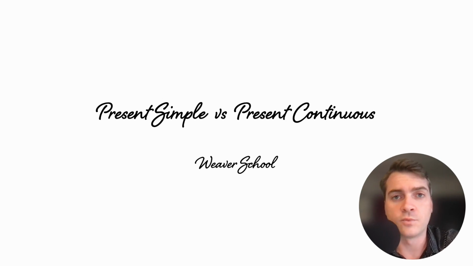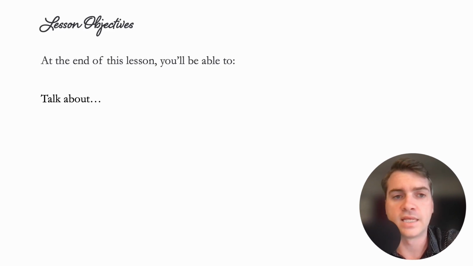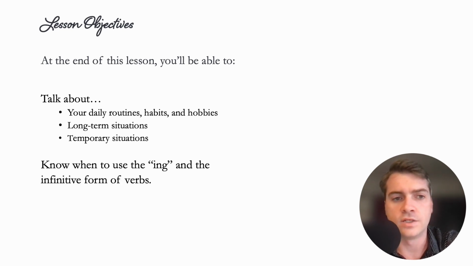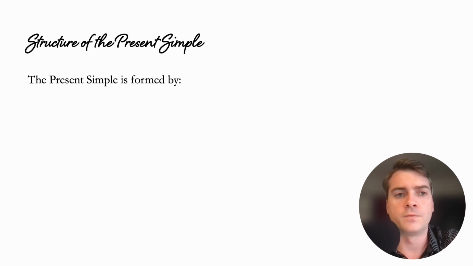In today's lesson, we're going to talk about the differences between the present simple and the present continuous. So at the end of today's lesson, you will be able to talk about your daily routines, habits, and hobbies, long-term situations, and temporary situations, as well as know when to use the ing form of verbs and the infinitive form of verbs. So let's talk about the present simple first, and let's just discuss the structure briefly.